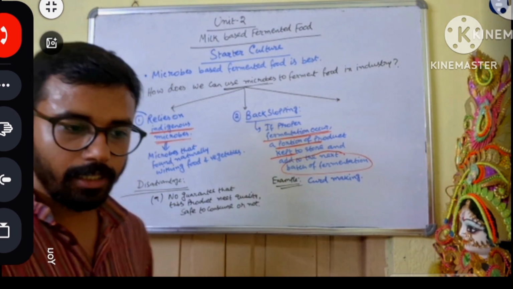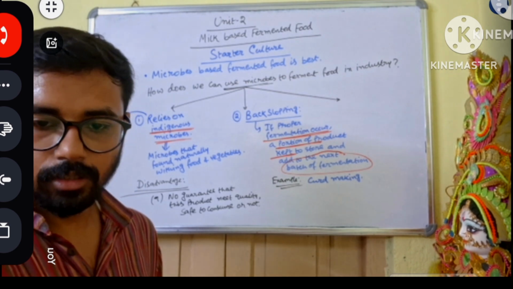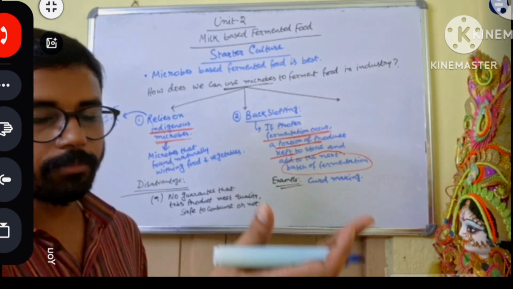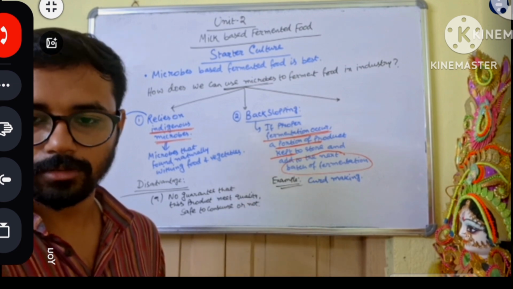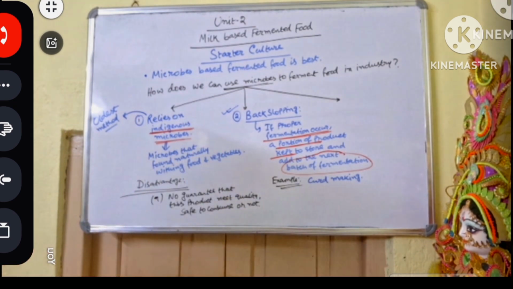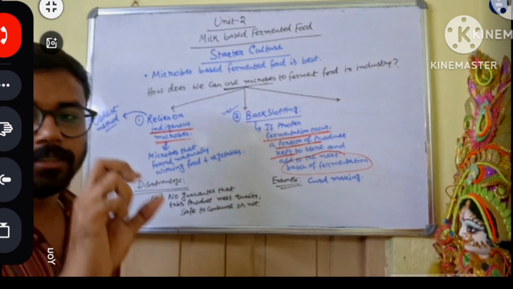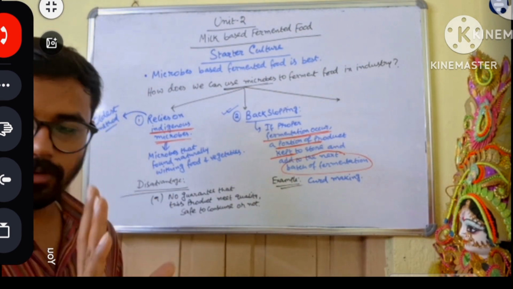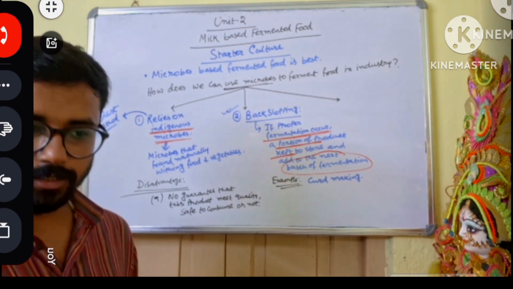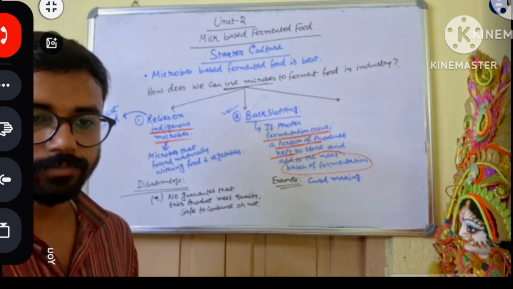So after curd is produced properly, a small amount of curd is kept for the next batch, to ferment another round of curd production. So that's the concept of backslopping. A small amount of the already produced product is kept and used for the next batch to ferment, because that product contains the required amount of microbes.